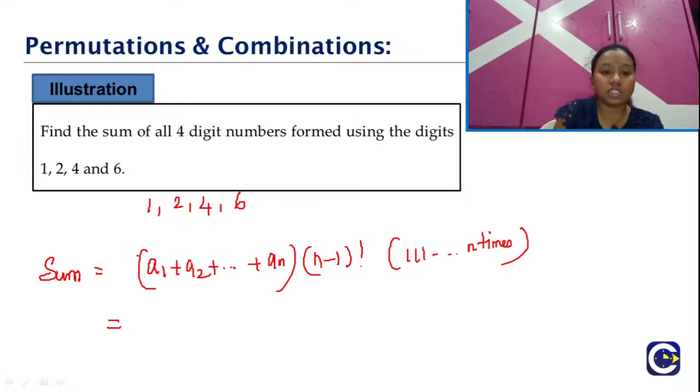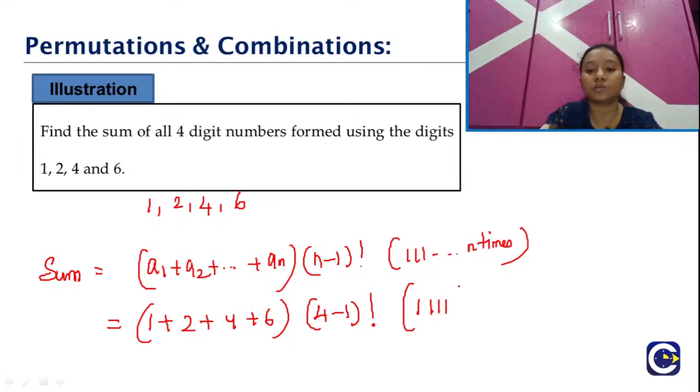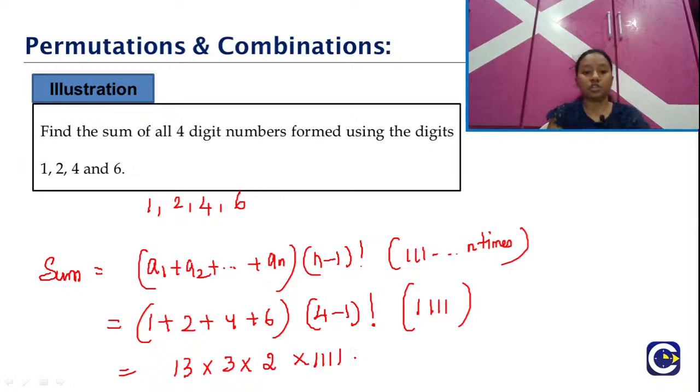Right. So here the sum of the digits. What are the digits given? 1 plus 2 plus 4 plus 6. And how many digits? 4. That means 4 minus 1 factorial. So 1 must be repeated 4 times because we are having 4 digits. So 6 plus 4, 10, 12, 13. So 13 into 4 minus 1, 3 factorial, that is 3 into 2 into 1, into 1, 1, 1, 1.